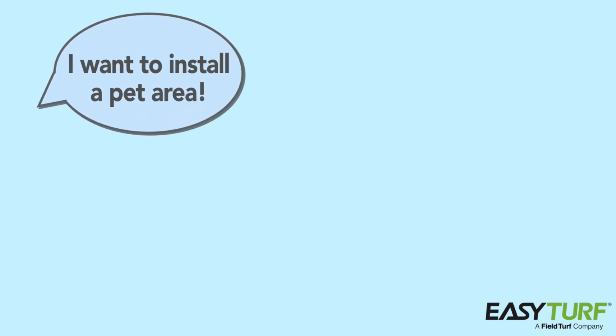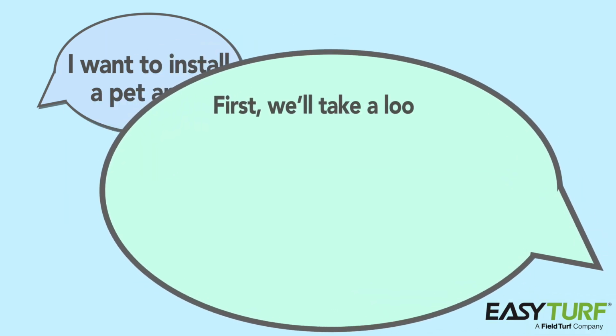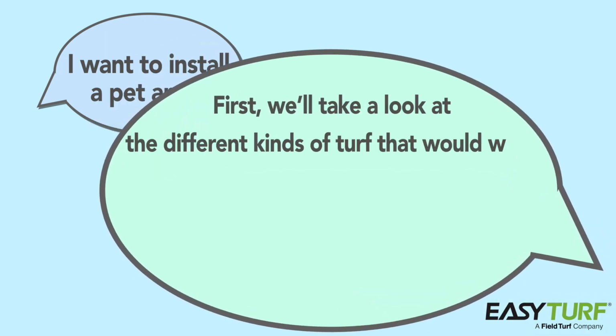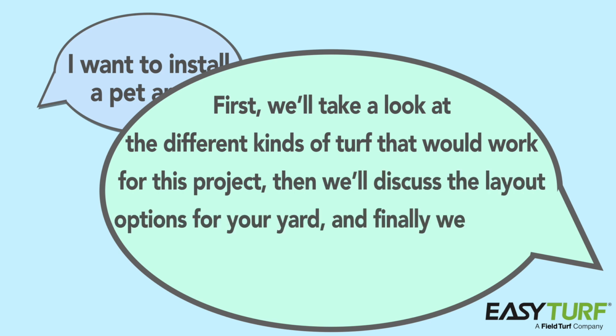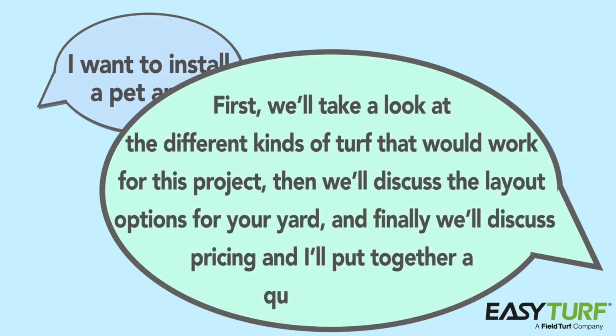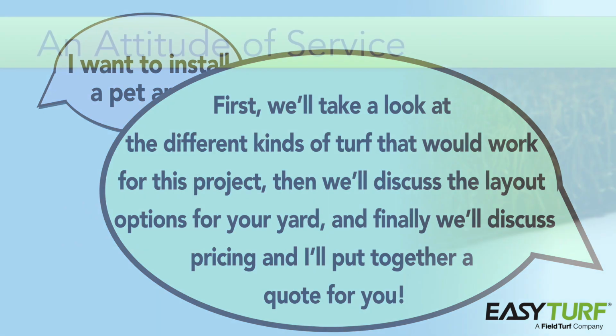For instance, if they want to install a pet area, you might tell them what you're going to say by saying, "First, we'll take a look at the different kinds of turf that would work for this project. Then, we'll discuss the layout options for your yard. And finally, we'll discuss pricing and I'll put together a quote for you." This little introduction will help the customer know when to ask different kinds of questions during your presentation and prevent the sales call from getting disorganized and confused.